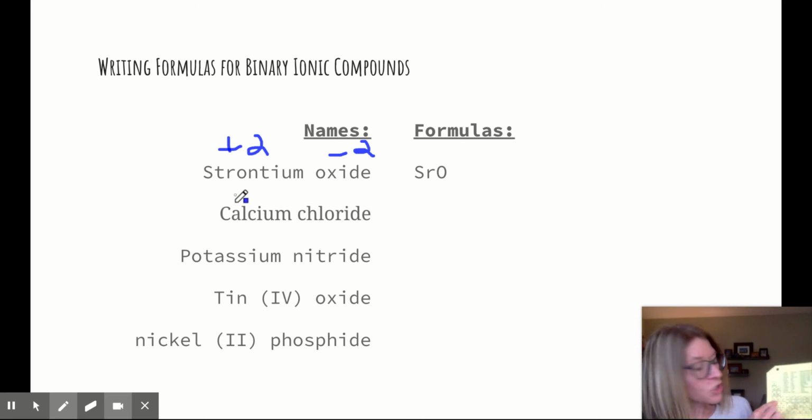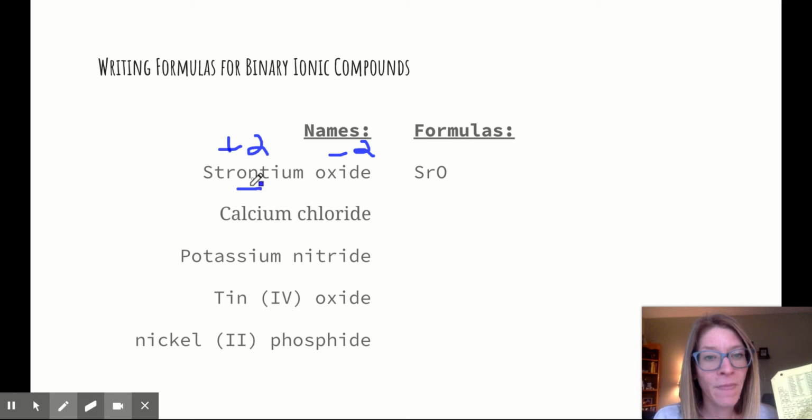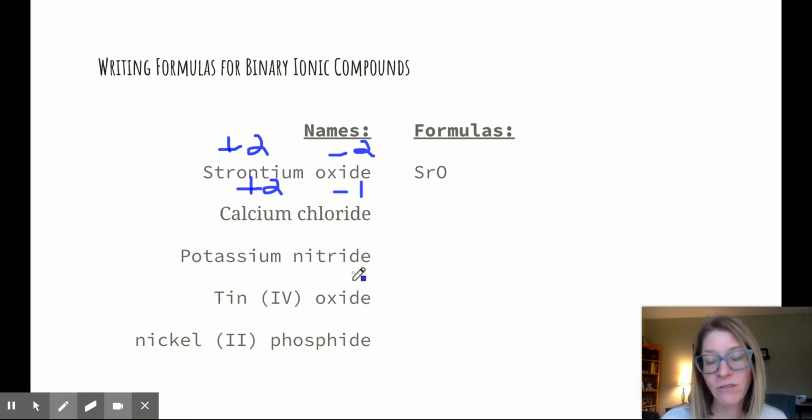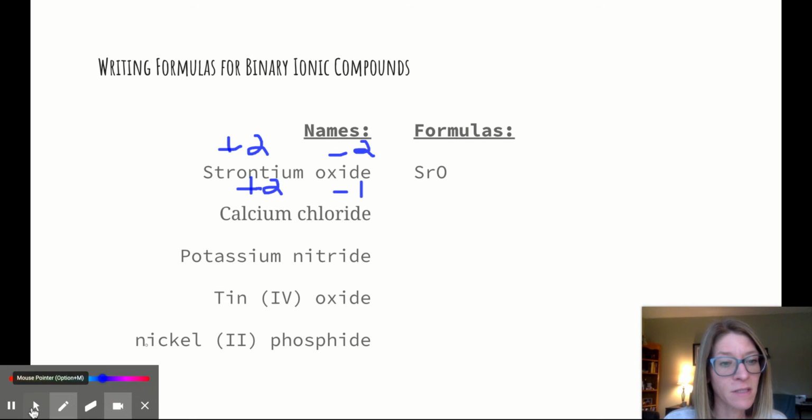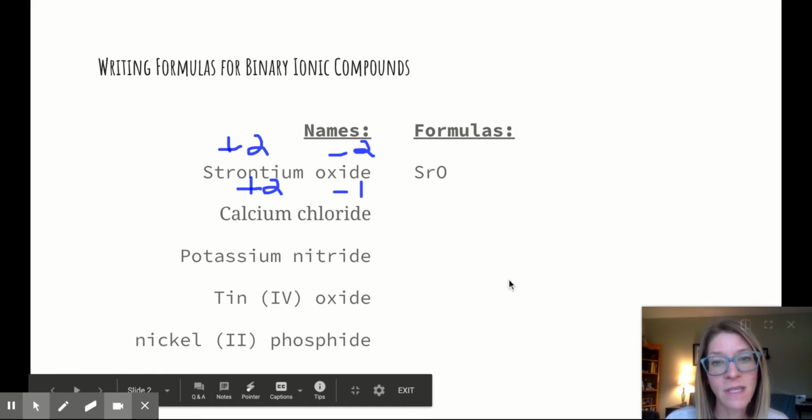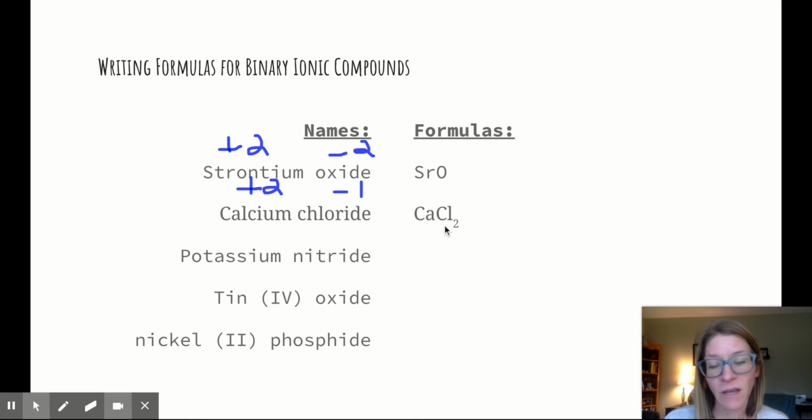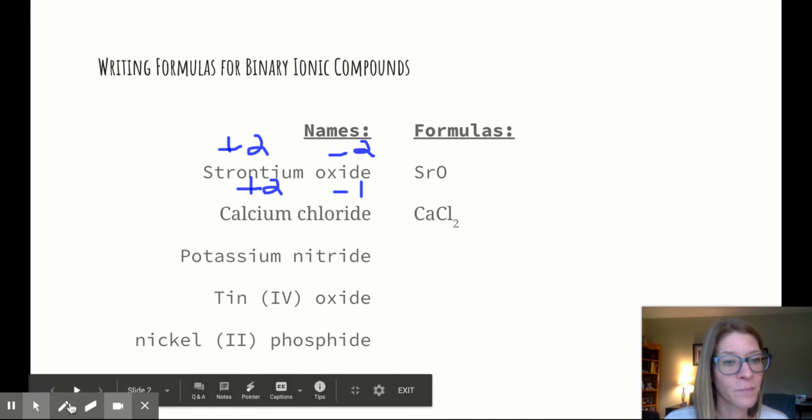Calcium, again, if you look at the charge, is +2. Chloride is -1. So now, since the charges are not equal, we have to figure out how many of each ion we need for those charges to balance out. So since calcium is +2, chloride is -1, we would need a total of 2 chlorides to make those charges equal and opposite. So our formula would be CaCl2 to show that we need 1 calcium and 2 chlorides.